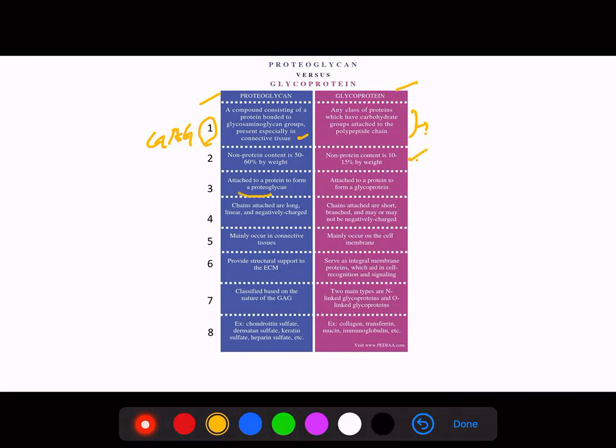Sugar attached to a protein forms a proteoglycan, or attached to a protein forms a glycoprotein. In a way that's very simple, but the function of the proteoglycan is coming from sugar, right? The chains attached are long, linear, and negatively charged. In glycoprotein, the chains attached are short, branched, and may or may not be negatively charged. I want you to read 5, 6, 7, and 8. Then I'm going to finish this segment, and I'll see you next time. Thank you.